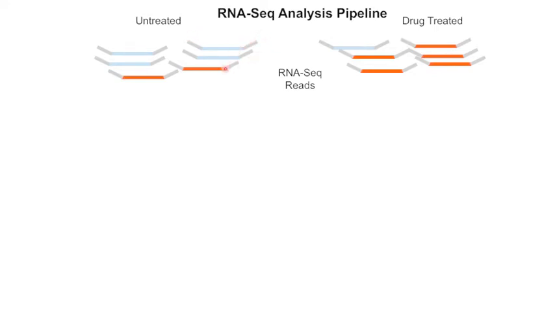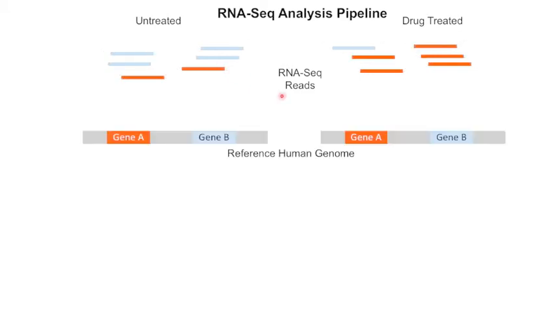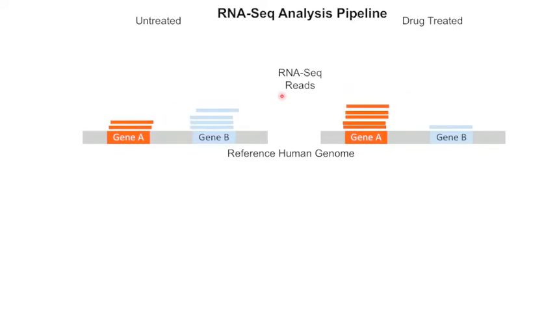So we will trim them out using Trimmomatic, and then align them to the reference genome using HiSAT2. After alignment, we can then count how many reads align to each gene using StringTie. So here for gene A, we have 2 counts. Here for gene B, we have 4 counts. Here for the drug-treated setup, for gene A, we have 5 counts. For gene B, we have 1 count.